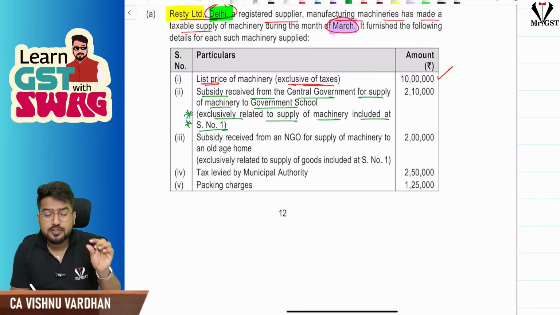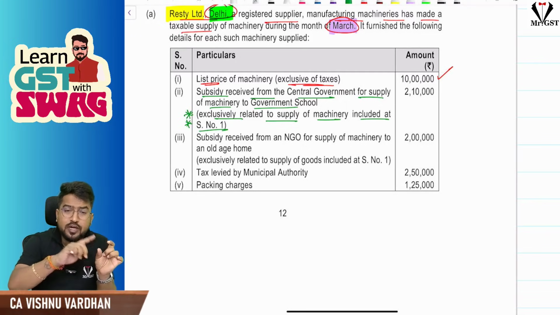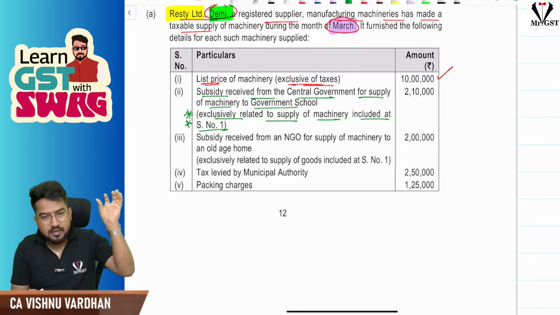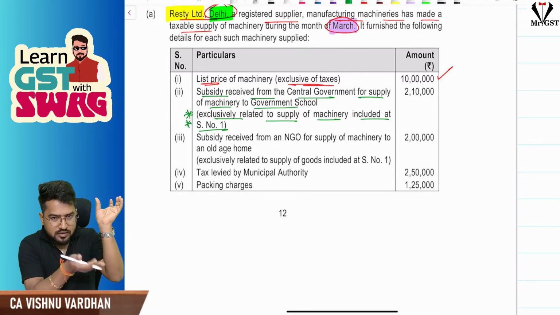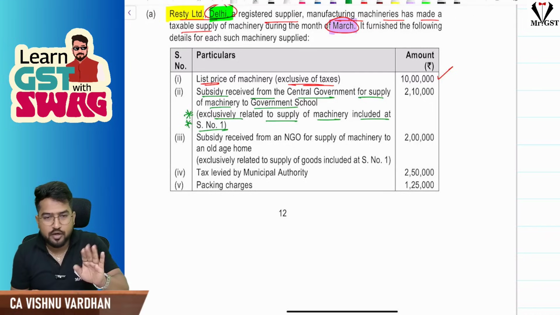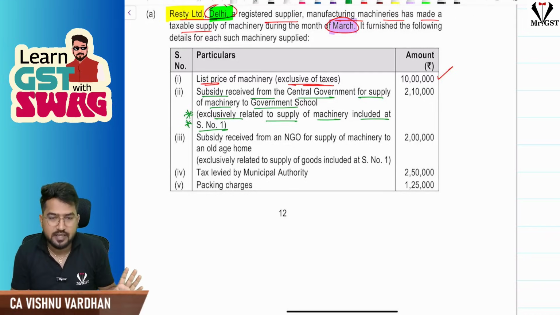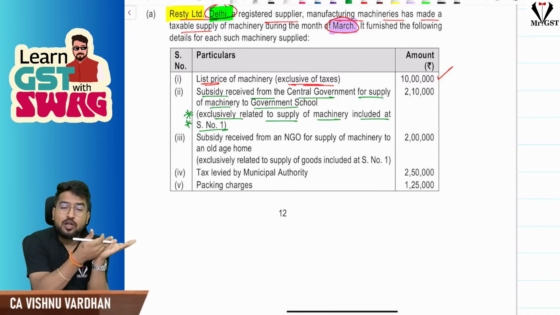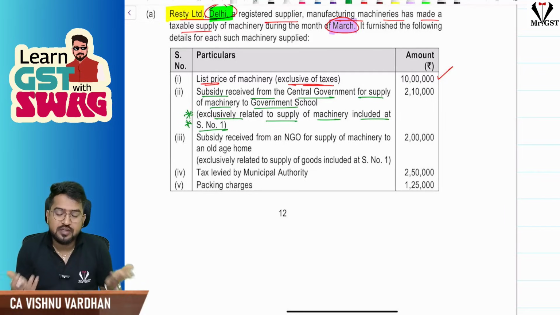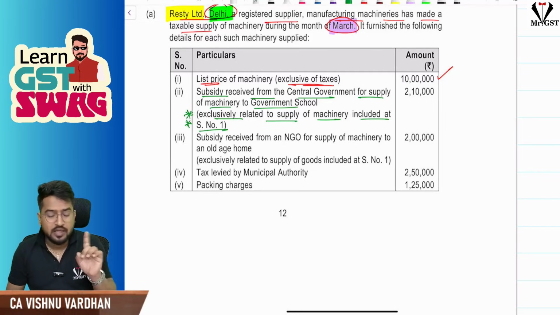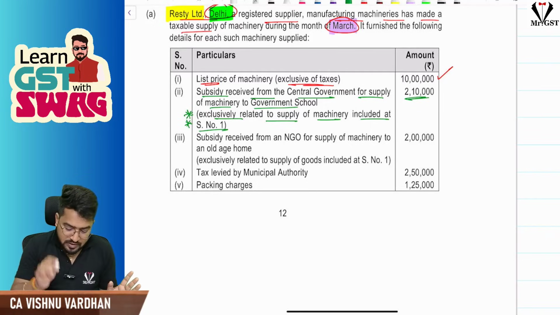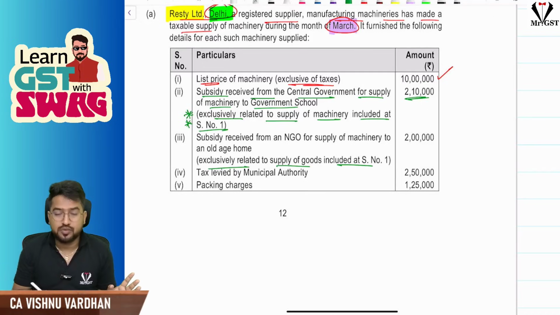They are saying this 2 lakh 10,000 is related to the good which is included in serial number 1, not price included. Please understand, in serial number 1 there is a good. This subsidy whatever you are getting is related to the goods in serial number 1. They are not saying this 2 lakh 10,000 is also included in 10 lakh. In serial number 1, for whichever good is there, I am giving this subsidy. That is what they mean. Okay, fine. So the same logic applies even here for this also, subsidy from the NGO.